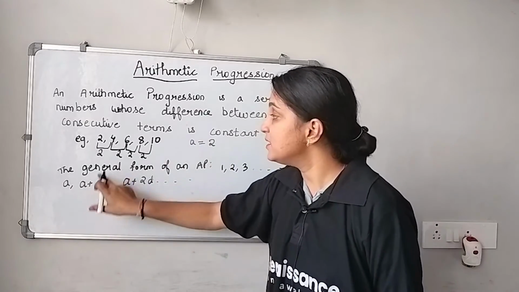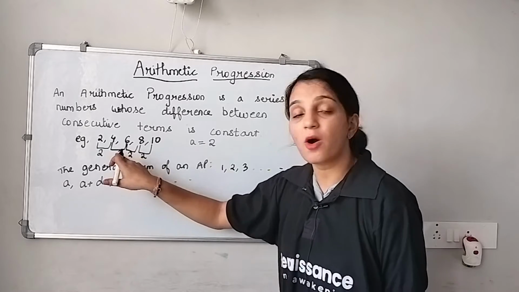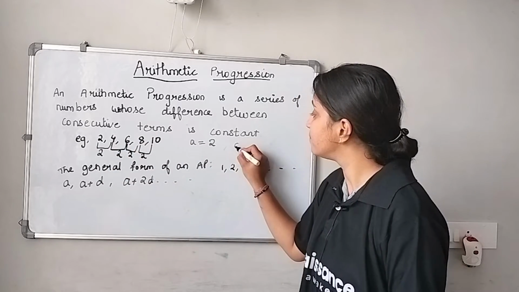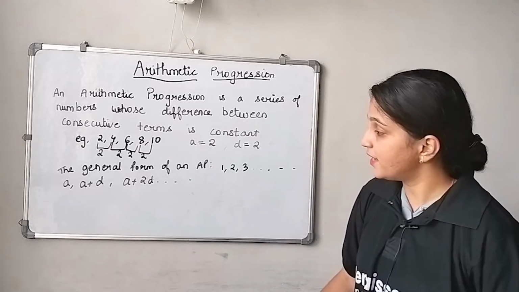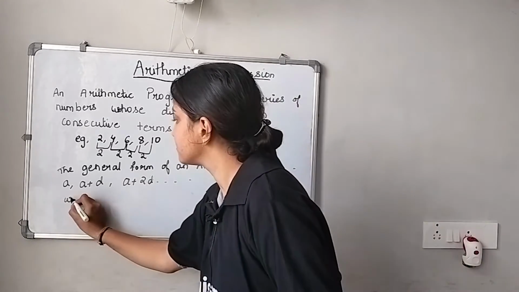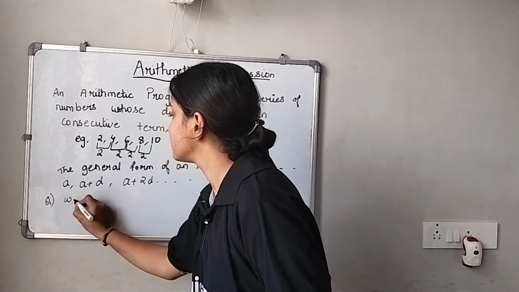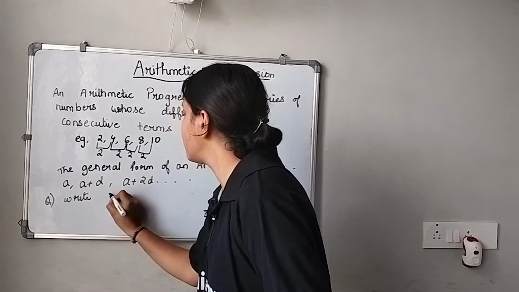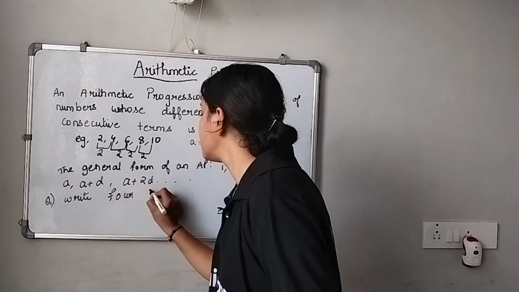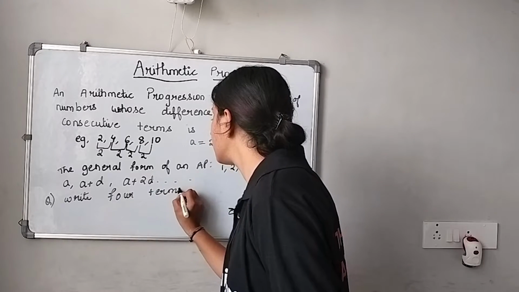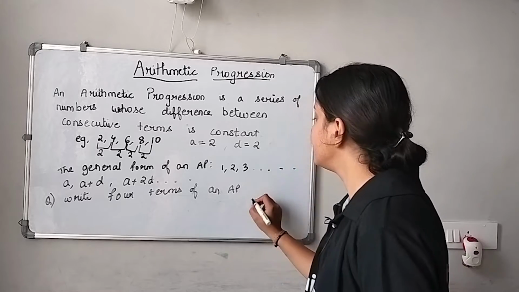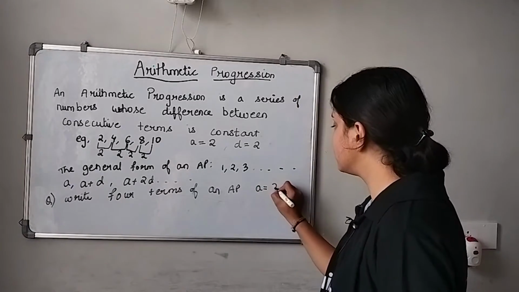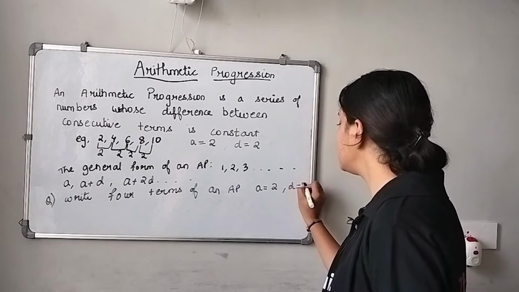Then D means common difference. Here the common difference is what? 2. So D is 2. If a question comes like, write 4 terms of an AP with A equal to 2 and D equal to 3, suppose.